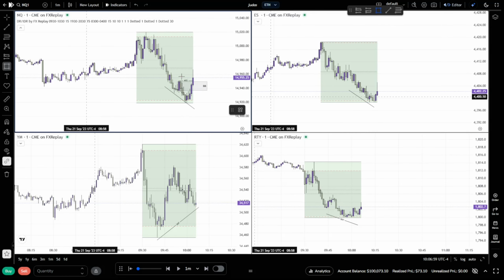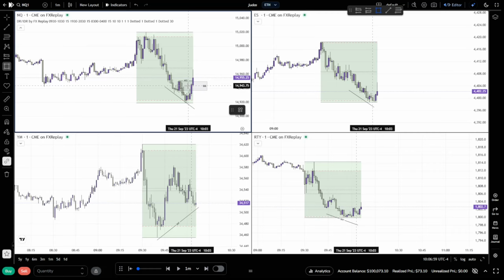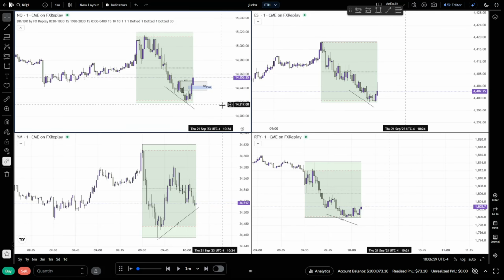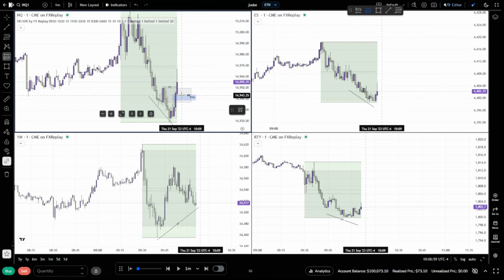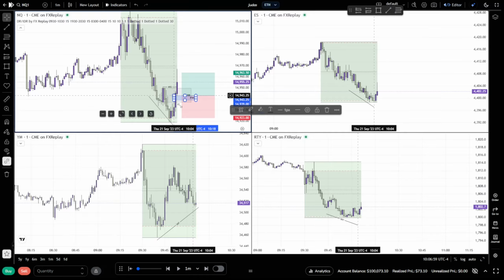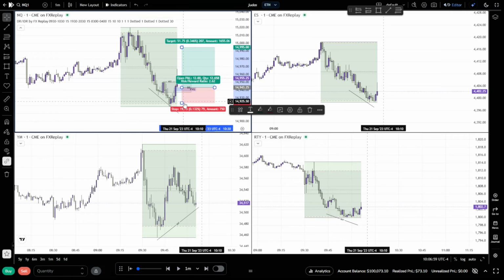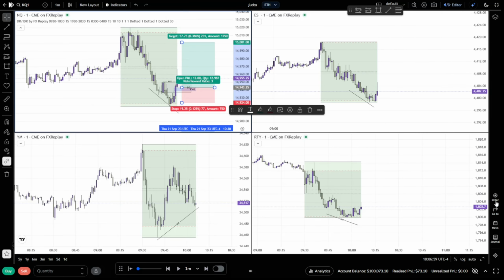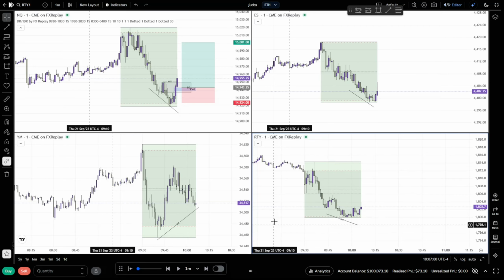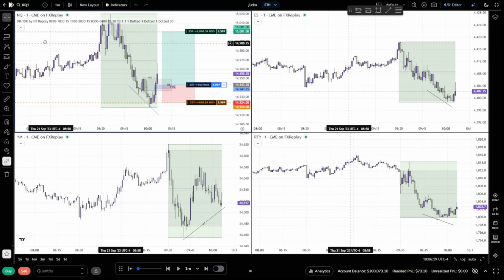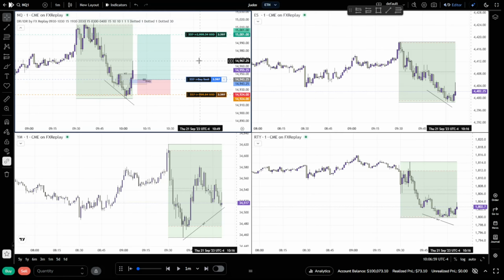Breaker block. Then we can highlight our FEG here. Then we place our limit. Stop loss here. Target on 3. Place order. Okay, so our limit is set. Now we just wait.